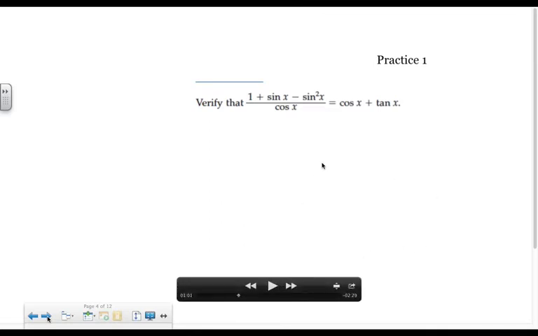Okay, so verify that this is the same as that. So what you're going to do is you're going to manipulate this side so it looks just like this. Go ahead and play with this just a little bit. See if you can use those rules that you have, and if you can make this side look like this side.